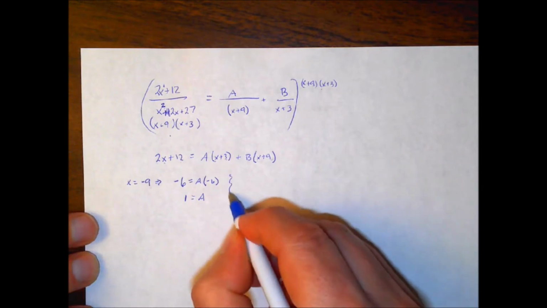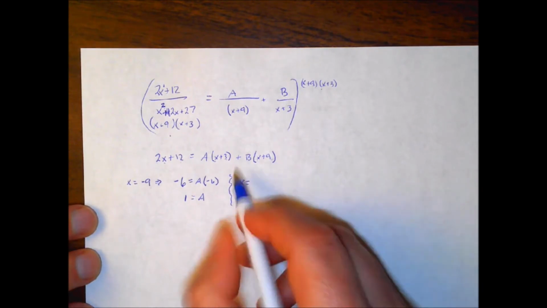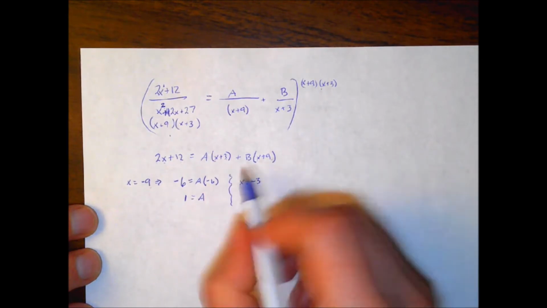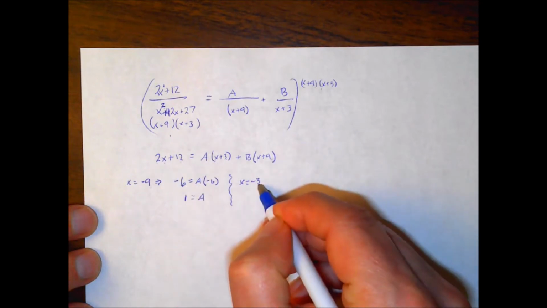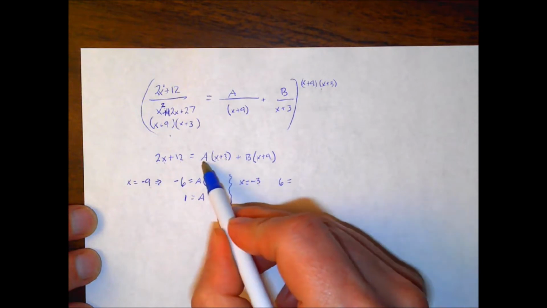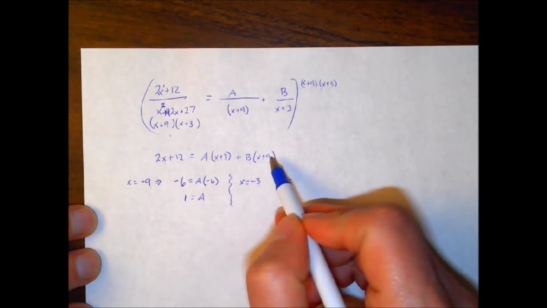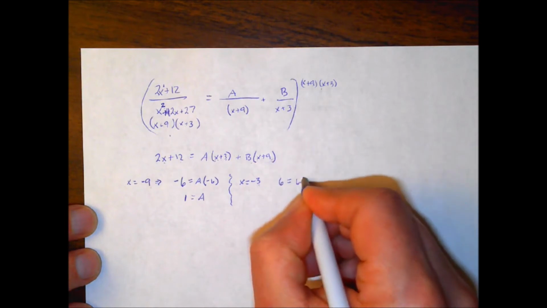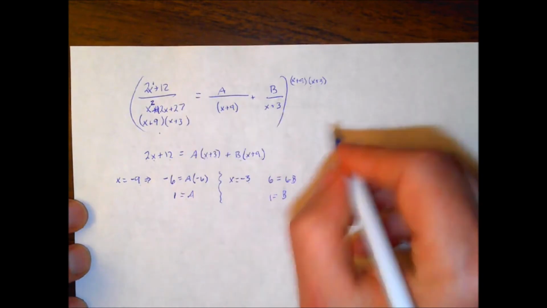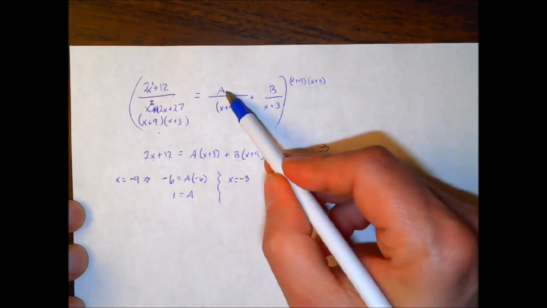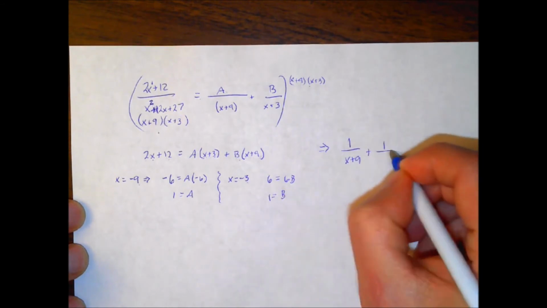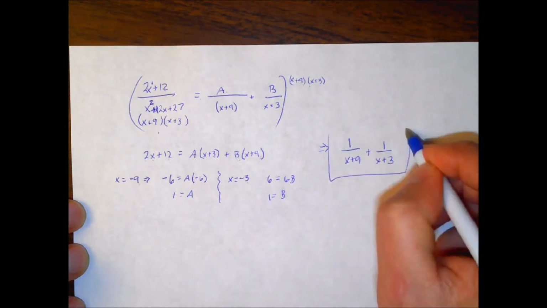Same thing for the other variable. Let's make x equal to a number that's going to get rid of this term. So let's say x is -3. When I plug it in, 2 times -3 is -6, plus 12 is 6. -3 plus 3 is 0, A times 0 is 0, and then -3 plus 9 is 6, so we have 6B. So I get B is also equal to 1. Now I'm ready to get my answer here. My answer is going to be A, which is 1, plus the B, which is also 1, and there's my solution.